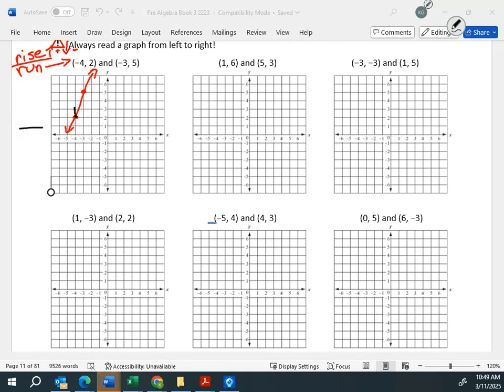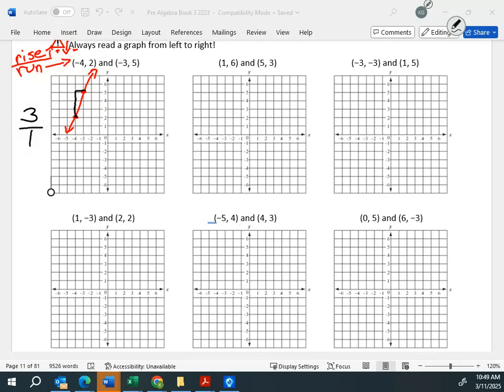I go up 1, 2, 3. So I put 3 on the top for my slope. Now I go from left to right for my run, and I go over just 1 square. So my slope is 3 over 1.